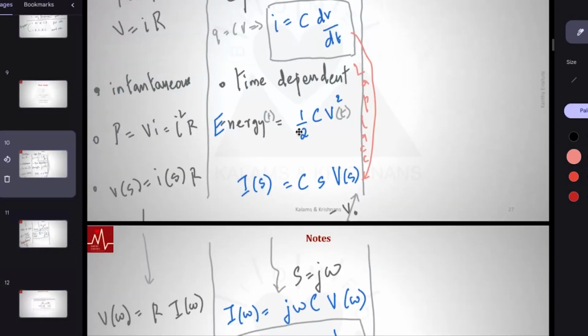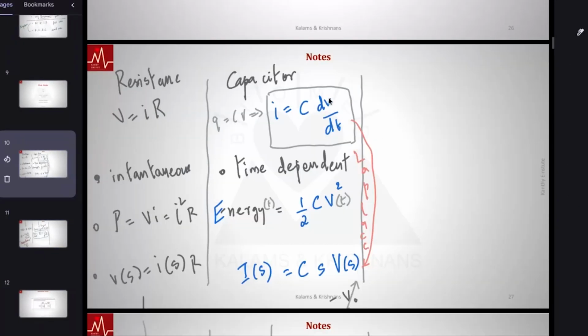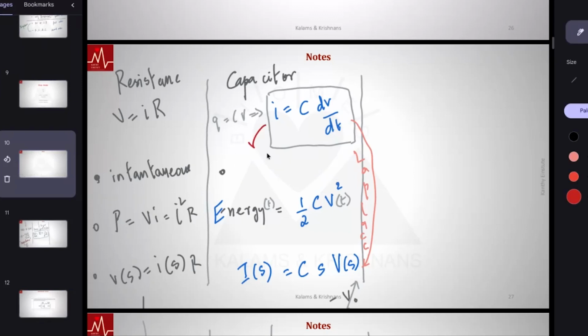If we find space to write, this is time dependent, that is obvious. So I'm going to erase that. This implies something. Capacitor doesn't like something. Can someone spot that? I is C dV by dt. It says the capacitor is hesitant to do something. Not just hesitant. Can someone look at that equation and tell me the capacitor doesn't like to do something? Okay, this question is harder.